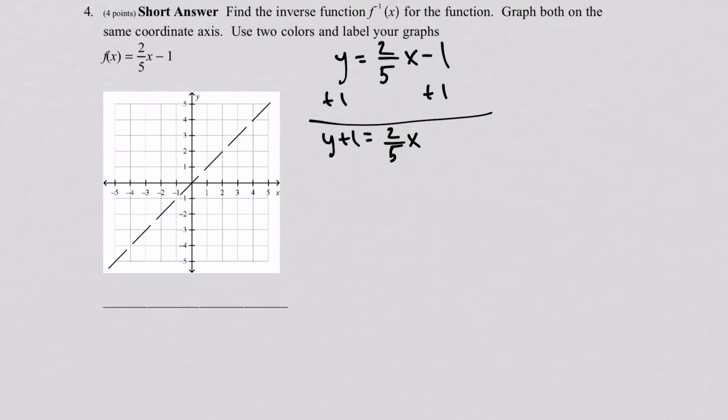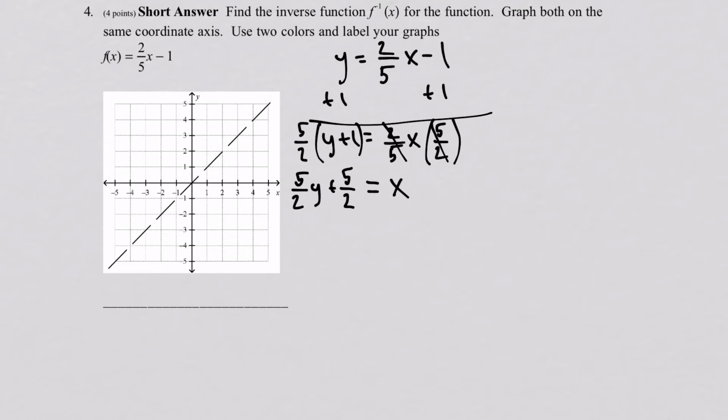Then I'm going to get rid of the fraction by multiplying by the reciprocal. So 5 over 2 is the reciprocal on both sides. 5 over 2. Then the reciprocal and the fraction cancel, so that just leaves you with x. On the left side, you're going to have 5 over 2y plus 5 over 2 times 1 is 5 over 2.